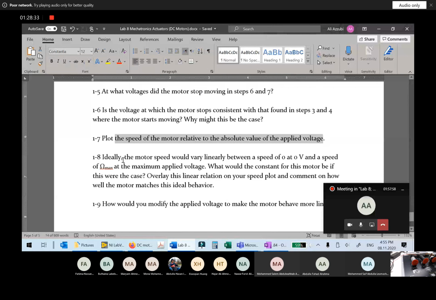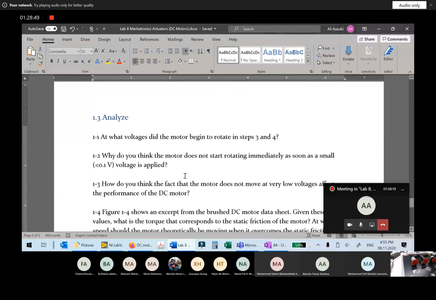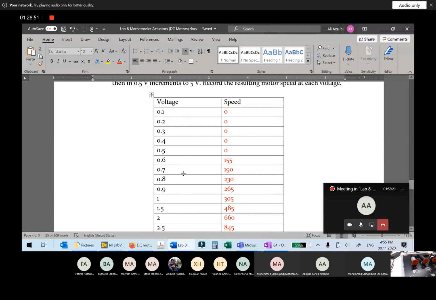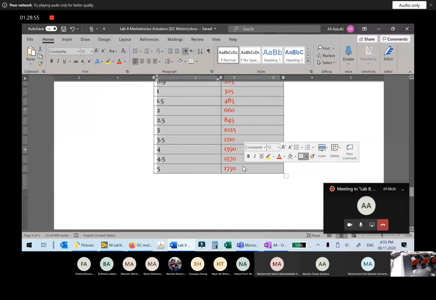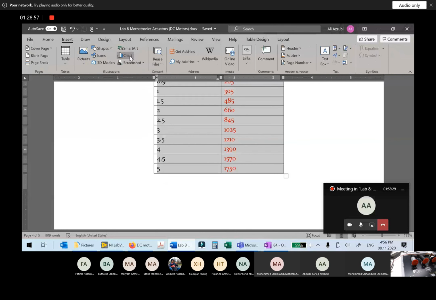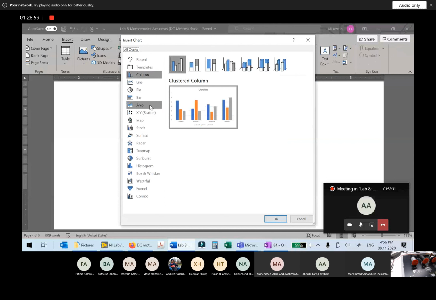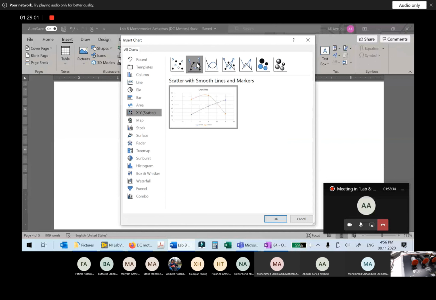Now here it gives you information that the motor speed should vary linearly between a speed of 0 at 0 volt and a speed of omega maximum at the maximum applied volt. So here the assumption is that V and omega are linear, and I will tell you why in a moment. So I have to plot it. I'm not sure how this can be plotted. Maybe XY scatter.